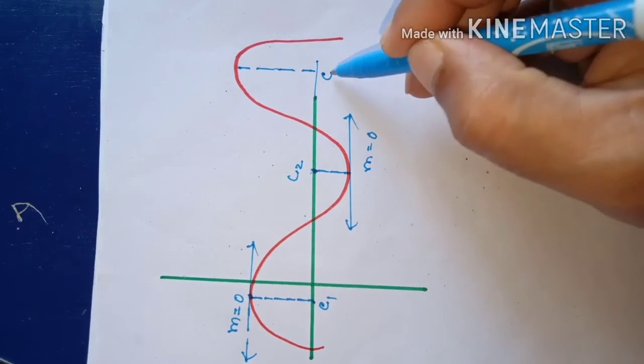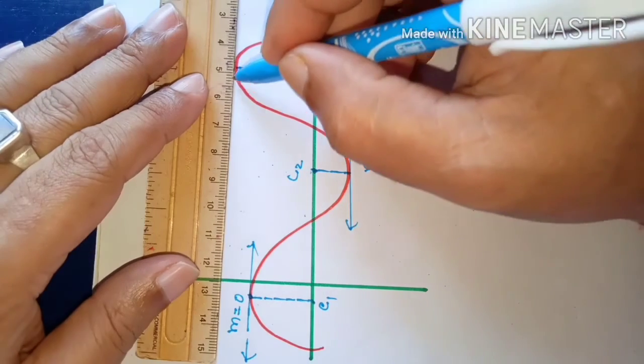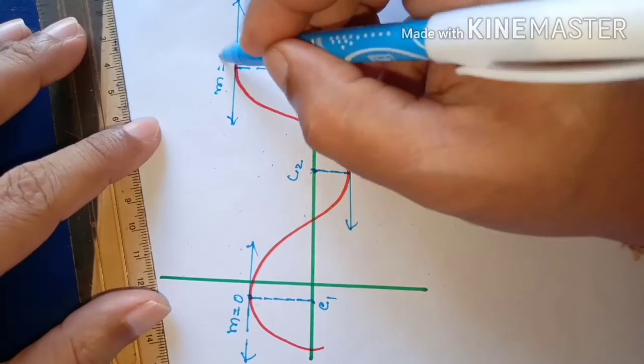This is also point C3, also a turning point, because here the slope will be 0. Here the slope of the graph will be 0. Here m will be equal to 0.